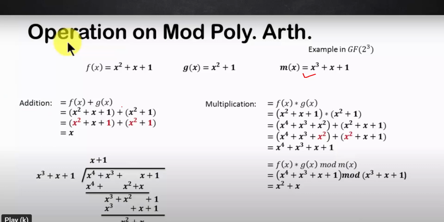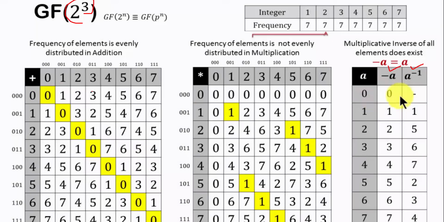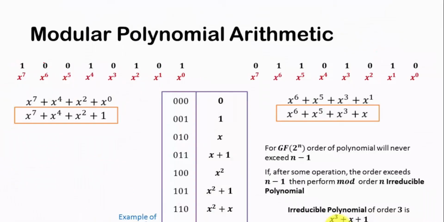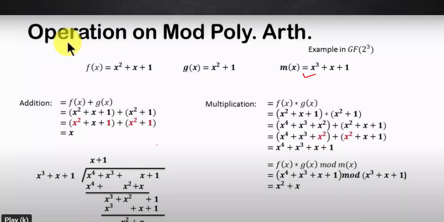For performing this addition, we need to remember this particular case, that a number itself is the additive inverse of that number. So performing addition, x square plus x square. Here in f of x and g of x, x square exists in both. So these two are additive inverses of each other, and after addition the result will be 0. That means they will cancel each other.